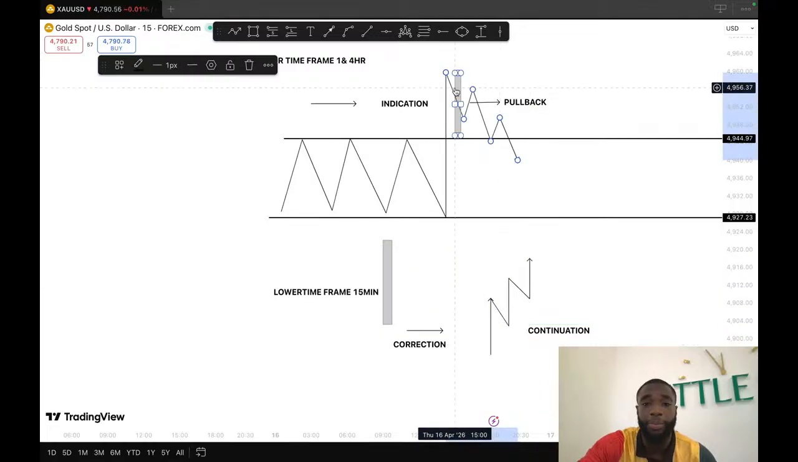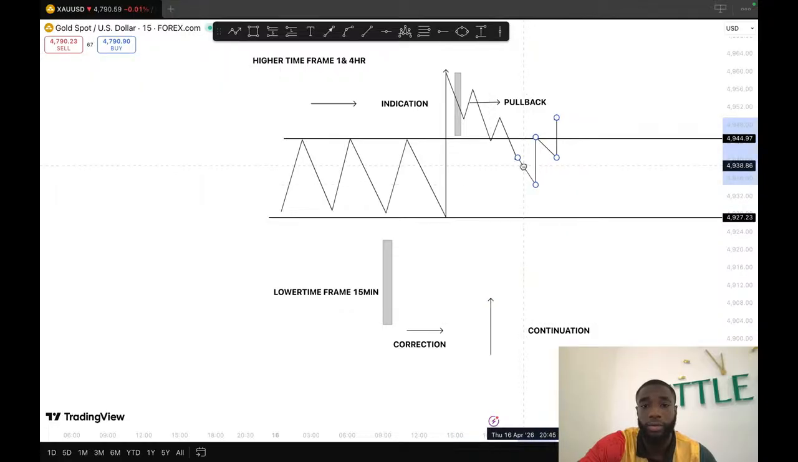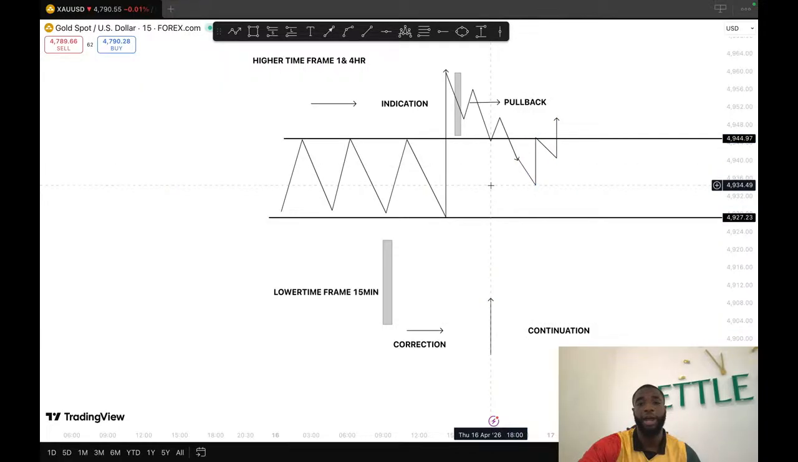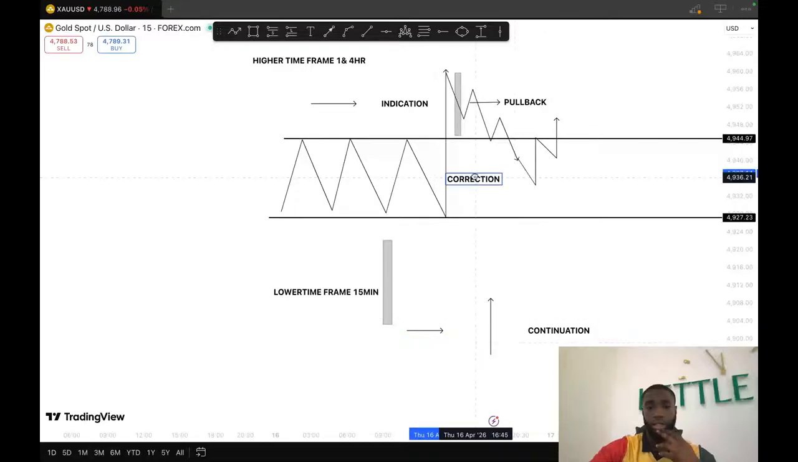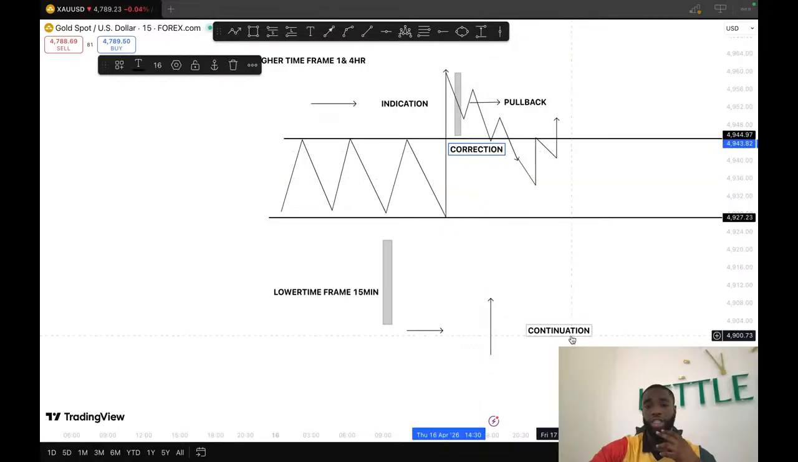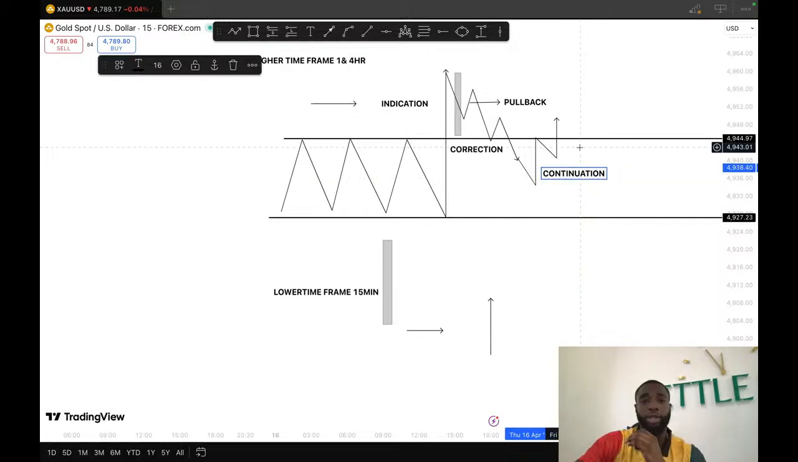So if I put this pullback to the zone, now you have your continuation. So you have your continuation here. So this is it. Supposedly price does this, comes back down and makes that continuation. So your indication, your correction, and now your continuation. This is it. So ideally, this will be your trade.